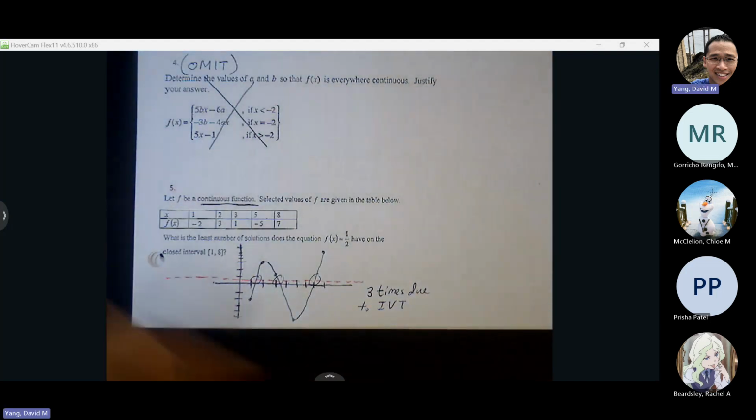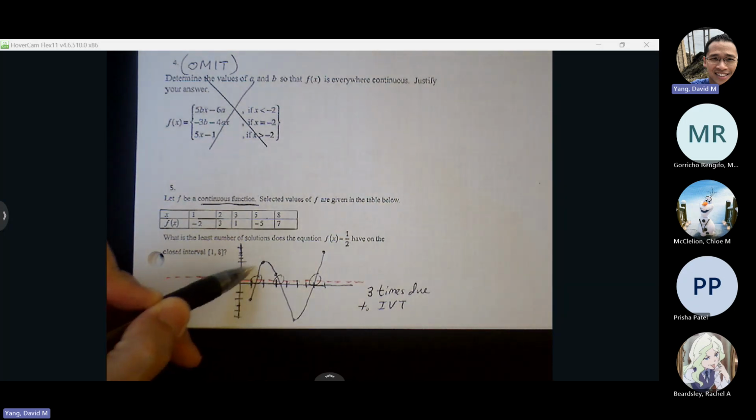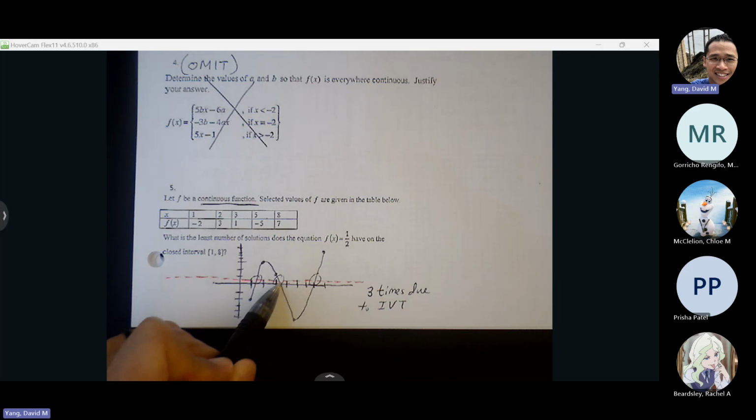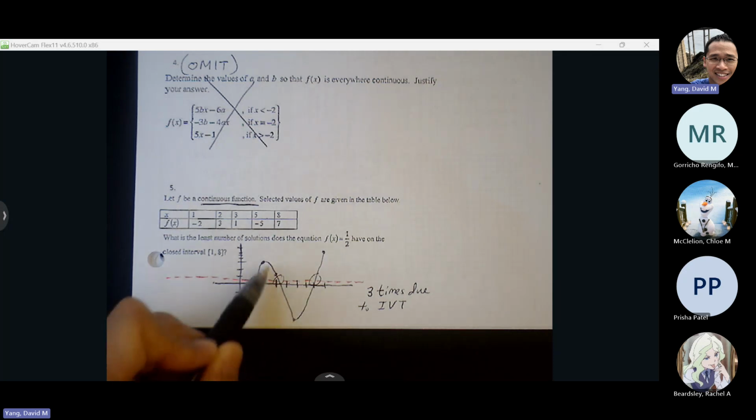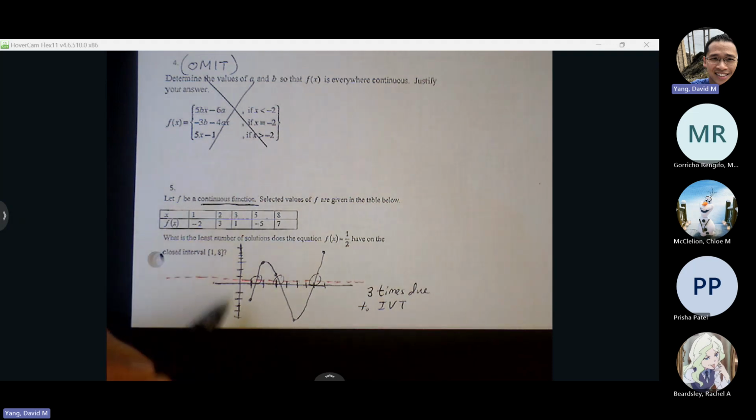And this is indirectly using IVT because we can guarantee that spot because we have a point below and above our target 1/2. You have to graph that, or can you just look? Yeah, no, you don't have to graph it. It's just easier for me to demonstrate it.